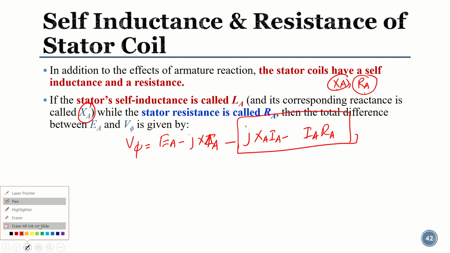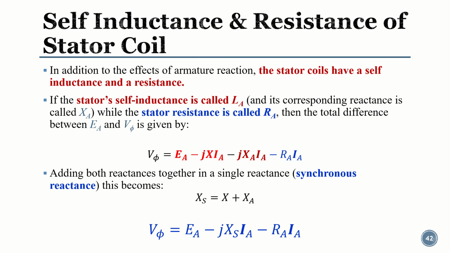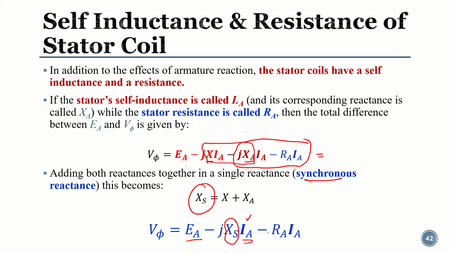In other words, if we redraw our equivalent circuit, this drop effect will also be included in that. And here, if we combine this reactance and this reactance, because these are reactances, we call them a combined single reactance, or synchronous reactance. That will simplify our formula to this one: EA minus the combined reactance times the armature current, minus the resistance drop. That is actually the very important, main equation.